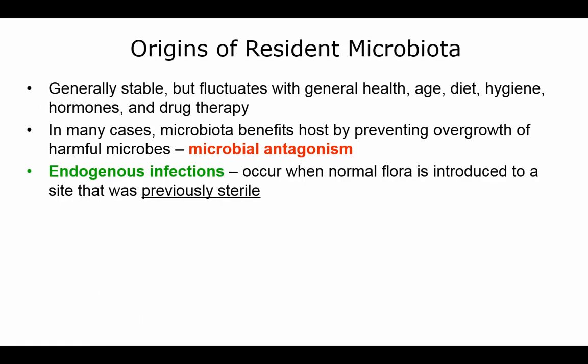Now again, some things can fluctuate the health of resident microbes. We know that age can play a role in the growth of microbiota. Diet, the things that you eat, can play a role in the amount of microbes normally found in your body. Hygiene, hormones, and drug therapy are all factors that can influence the growth of microbiota. We mentioned there's a benefit to having them there because some microbes can prevent the growth of other microbes. We call it microbial antagonism, where the normal biota actually fights off the stuff that's not normal.